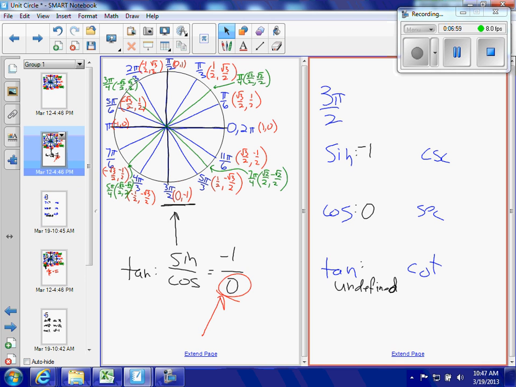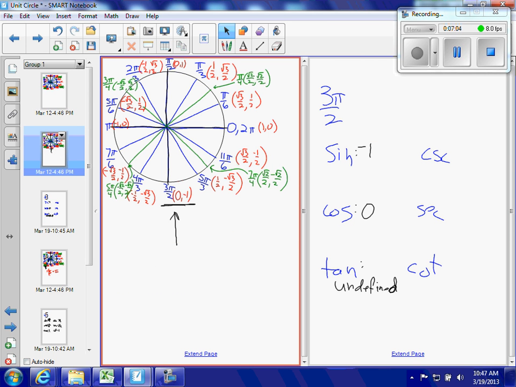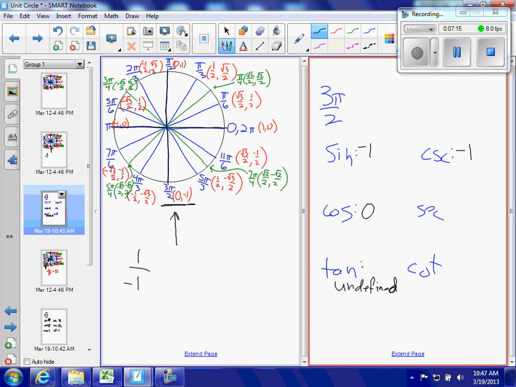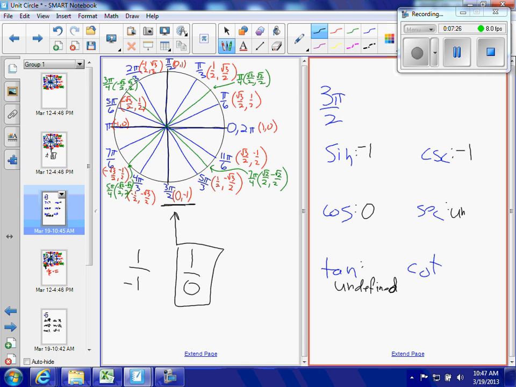What about cosecant? Cosecant is 1 over sine. Sine is negative 1. So 1 over negative 1. Cosecant is equal to negative 1. What about secant? Secant is 1 over cosine. Uh-oh, 1 over 0. I think we have another problem. Undefined. Well, no, again, not a problem. It's just undefined.